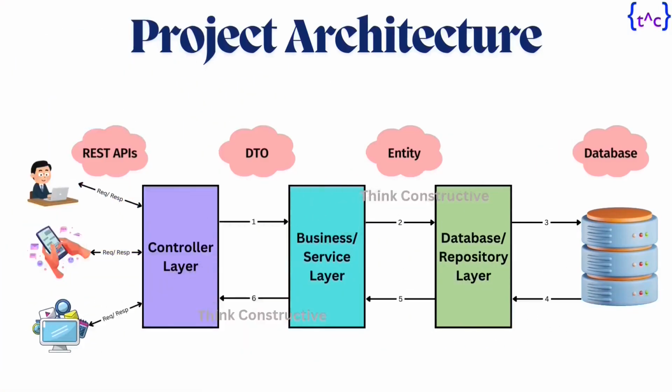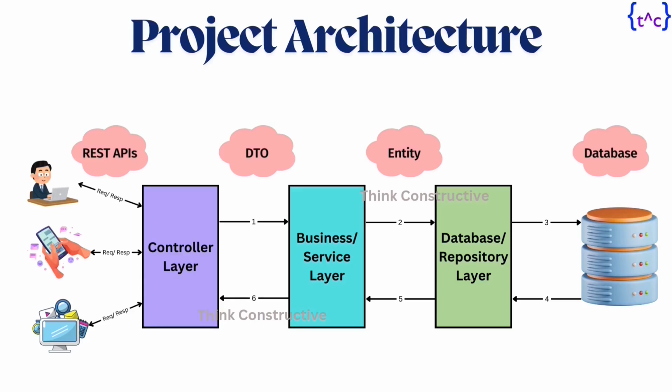Alright, let us now quickly understand the project architecture which we will be developing. This is the typical 3-layer architecture. We'll be developing one controller layer, then a business or service layer, and then a database or repository layer. The controller layer is responsible for talking to the external or internal world, and it will be talking using REST APIs because we are developing a project for REST API. So we will be exposing REST APIs using the controller layer.